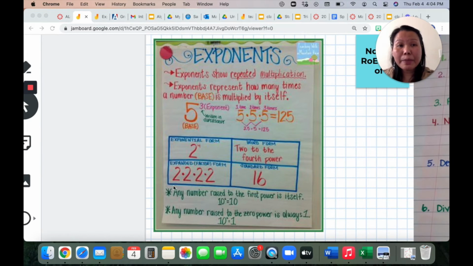And then the expanded form, remember expanded is something we make longer. That's where we get the 2 and multiply 2 times 2 times 2 times 2, 4 times. Okay? Because of the exponent 4, we write it 4 times. And then the standard form is where we write the simplest answer, where we multiply it out and we get the final answer, 16. Any number raised to the first power is itself. So remember that. Any number raised to the 0 power is always 1. And that's one of the properties that we went over earlier.